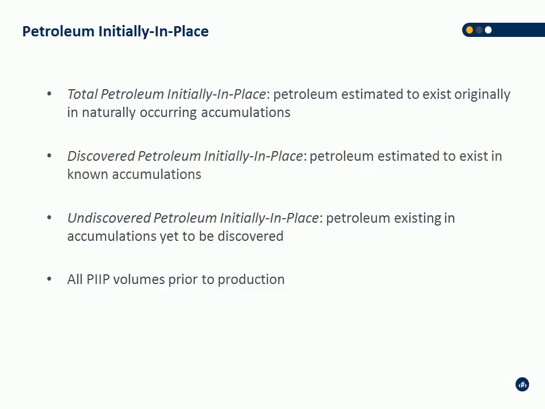Stepping back to the Petroleum Initially-In-Place, this is before you get to recoverable volumes, before you get to reserves and contingent resources. You've got the total Petroleum Initially-In-Place, which is the petroleum that existed originally in the naturally occurring accumulation. So that's every molecule that's in the ground. Then you've got discovered Petroleum Initially-In-Place, which is petroleum in known accumulations. Undiscovered Petroleum Initially-In-Place exists in accumulations yet to be discovered. When you're discussing these initially in place terms, it's all prior to production, so it includes production.